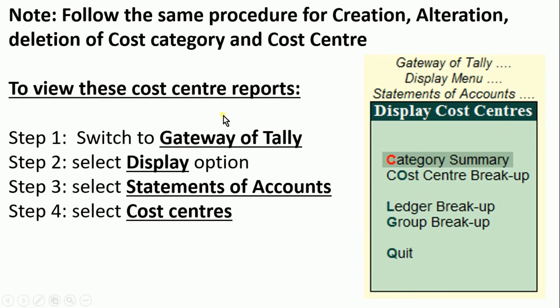Then how we can display the reports related to cost center? Switch to gateway of Tally, select display option. Step 3, select statements of account. Step 4, select cost center. And you can see here, it will display the cost center information. That is category summary, cost center breakup.